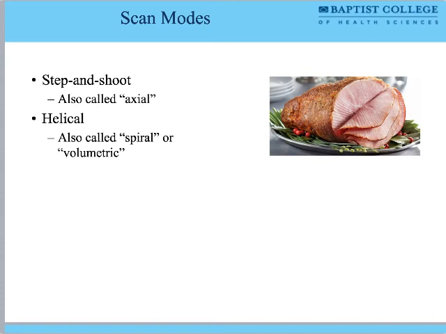So what is helical? Helical is more like a honey-baked ham. It is a spiral slice where the table is moving at the same time that the scanner is scanning. There's none of this step and shoot stuff. It's just moving the patient through the scanner, and it's getting this big spiral slice.